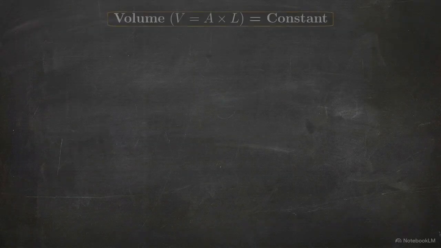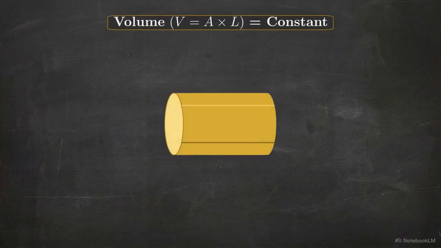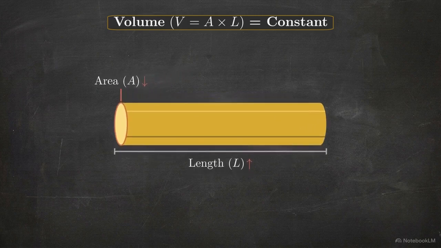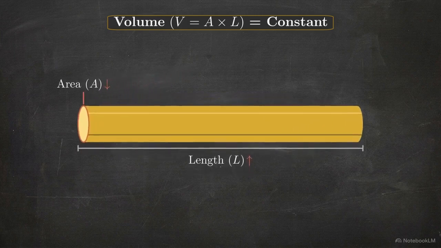That principle of tracking physical constraints becomes critical when a wire is deformed. If you stretch a closed cylinder, it gets longer, but to maintain the exact same amount of physical material, the cross-sectional area must simultaneously shrink. The total volume remains constant.